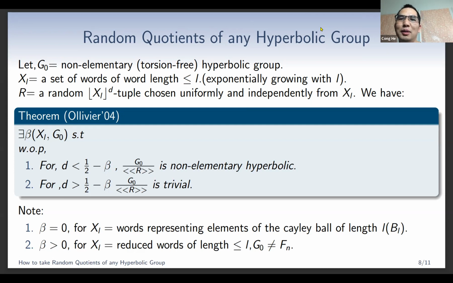What about D equal to 1/2 minus beta? Because Ollivier's theorem only considers D strictly less than 1/2 minus beta. Right, that's true. What happens at exactly equal is unknown. It depends on how you go off to infinity. People have studied it for the free group, and there it depends on how these words are growing. Okay, thank you.